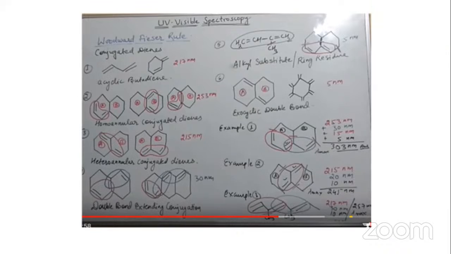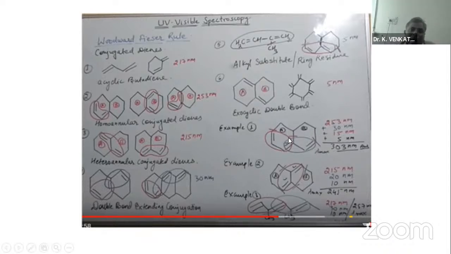Yes, the ring outer side is... So yes, total exocyclic is present. Total 2 exocyclic double bonds are present in these compounds. Any doubts for others, faculty members? Any doubts? No, sir. Okay. So this is for example.